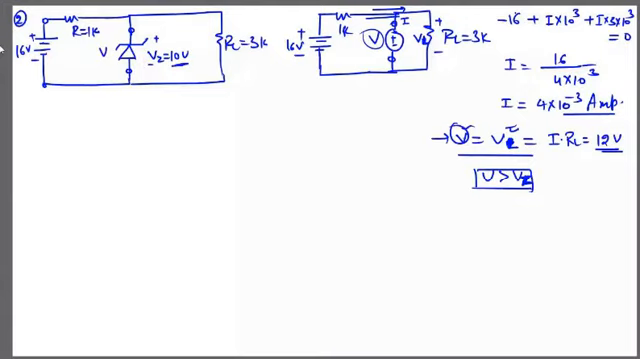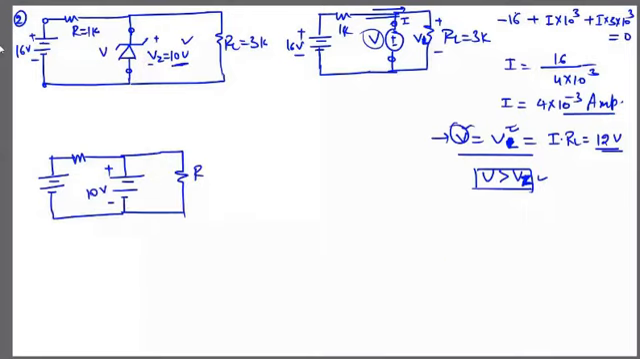Okay, so now if we got this conclusion, then in that case we will replace this Zener diode with a source of 10 volt battery. That is 10 volt. RL equals 3 kilo ohm and R equals 1 kilo ohm, and this is 16 volt. Is there any problem?